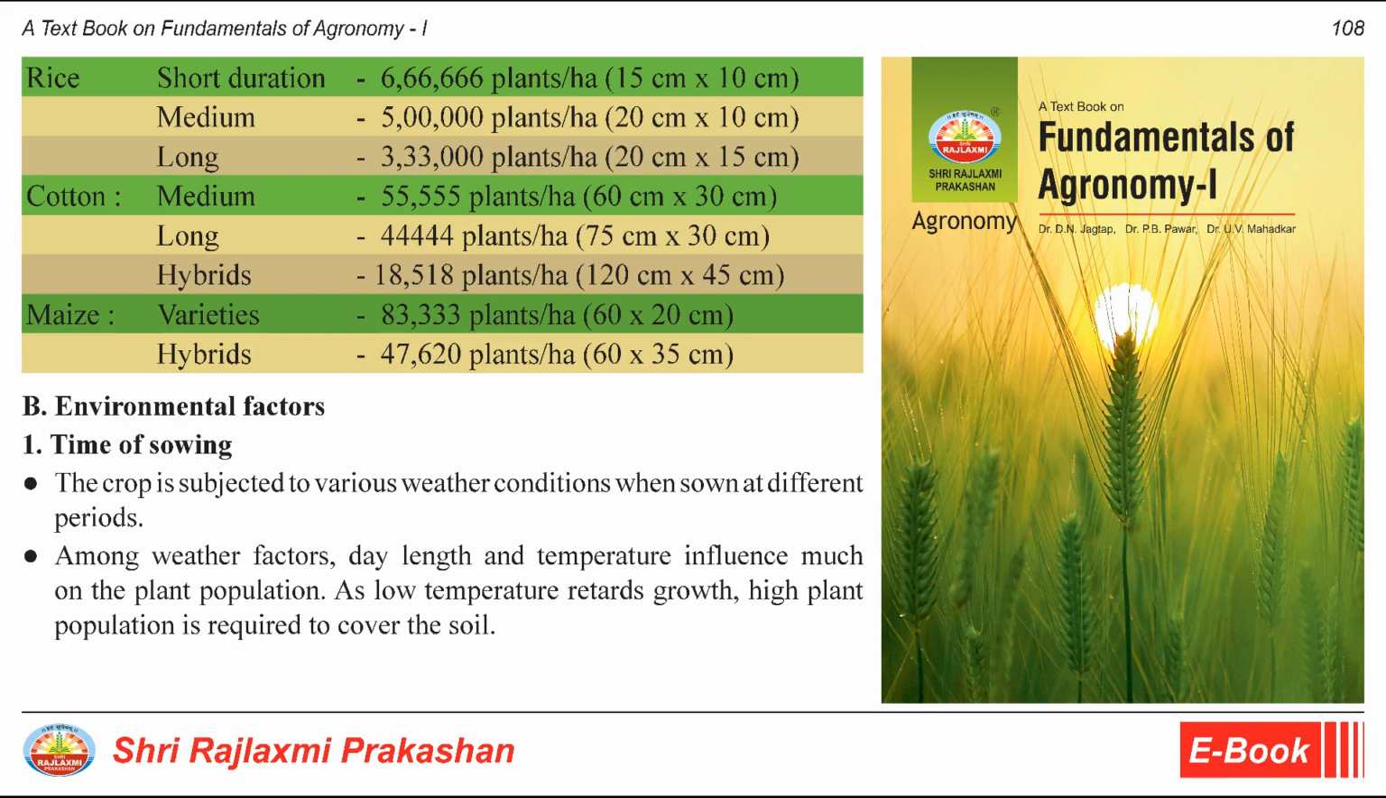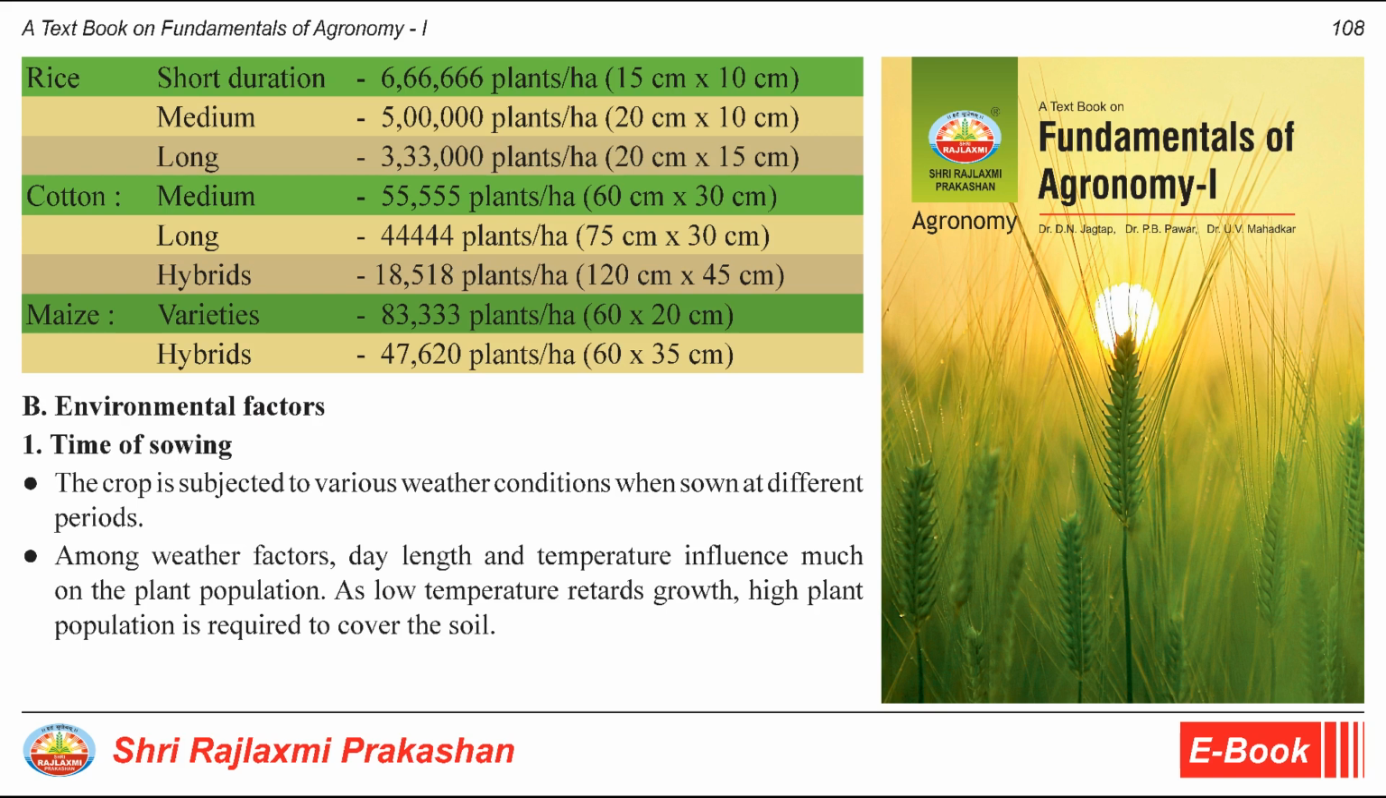Crop rice. Short duration: 6,66,666 plants per hectare, 15 centimeters by 10 centimeters. Medium duration: 5 lakh plants per hectare, 20 centimeters by 10 centimeters. Long duration: 3,33,000 plants per hectare, 20 centimeters by 15 centimeters. Crop cotton. Medium duration: 55,555 plants per hectare, 60 centimeters by 30 centimeters. Long duration: 44,444 plants per hectare, 75 centimeters by 30 centimeters. Hybrids: 18,518 plants per hectare, 120 centimeters by 45 centimeters.